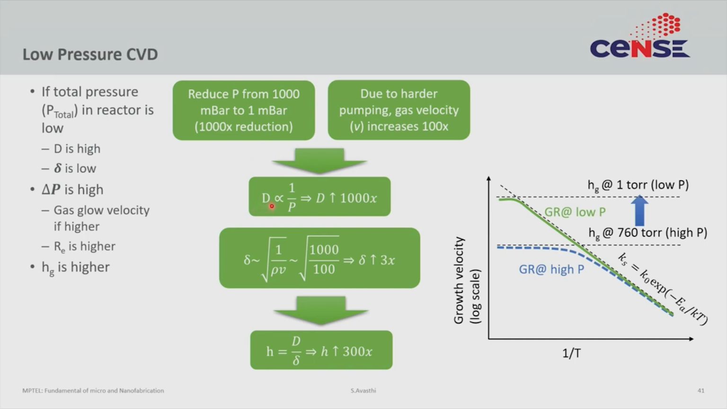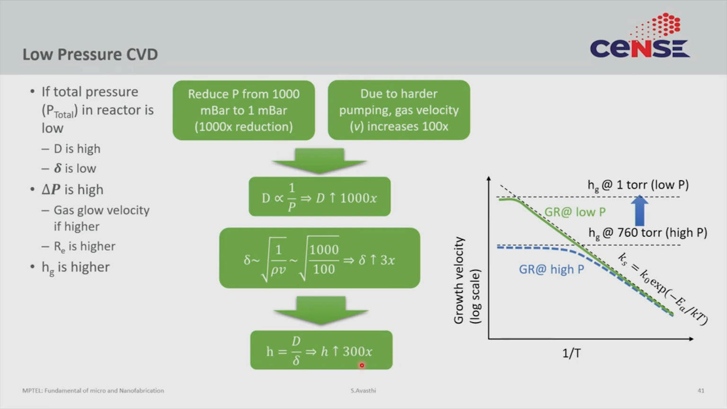So, the diffusion coefficient, which is inversely proportional to pressure, would also increase by 1000x, right. The boundary layer inversely depends upon the density as well as the velocity. So, velocity has increased 100x, but the density has fallen by 1000x because the pressure has fallen 1000x. So, overall the boundary layer has increased 3 times. So, D has increased 1000 times, the boundary layer has increased 3 times. So, what is your Henry's coefficient doing? The Henry's coefficient has increased 300 times, right.